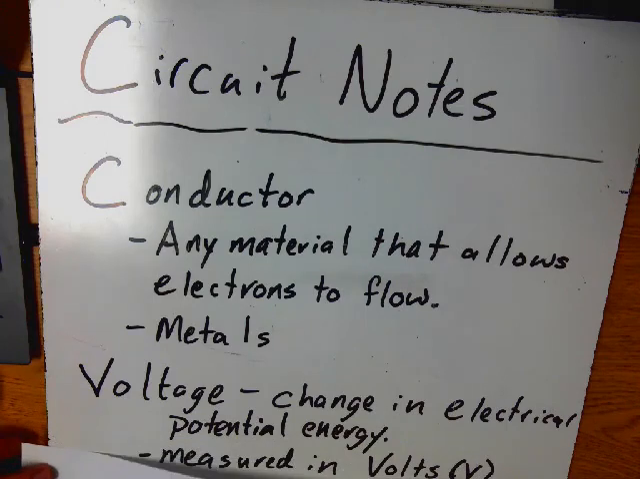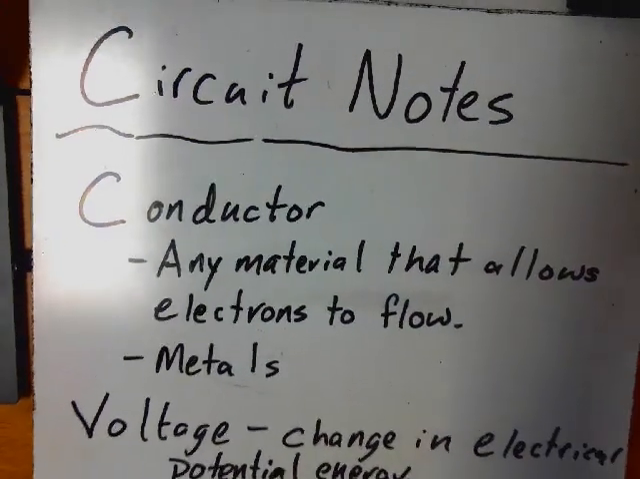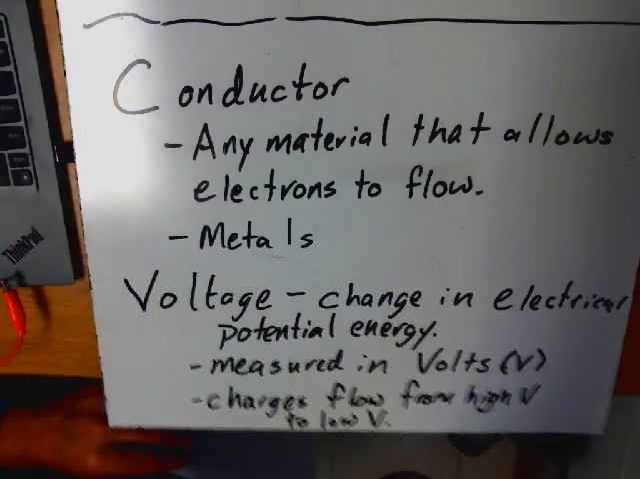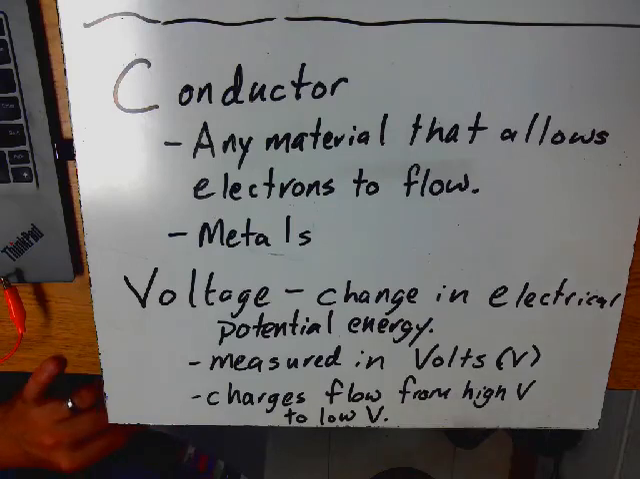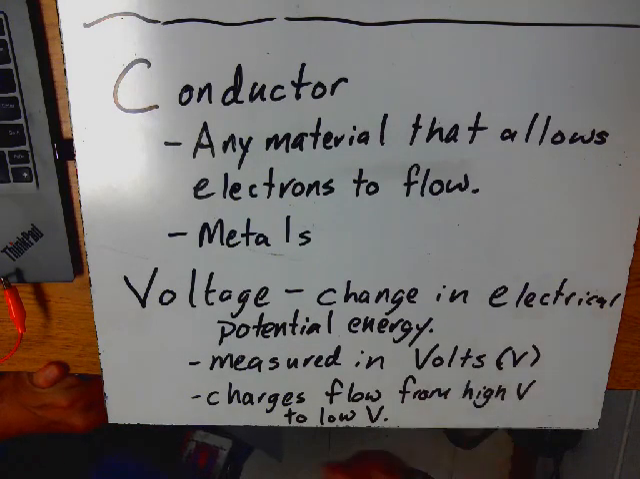When we talk about circuits, we also need to talk about something called voltage. Voltage is a change in electrical potential energy between two places. Now, when we measure voltage, we talk about it in terms of volts. Once again, it's named after a dead guy. This dead guy is Alessandro Volta, an Italian scientist. He was the first person to invent a battery. So charges go from high voltages to low voltages.